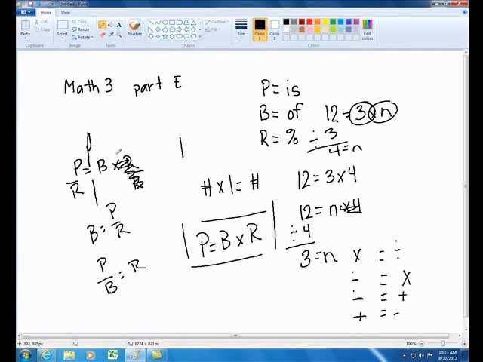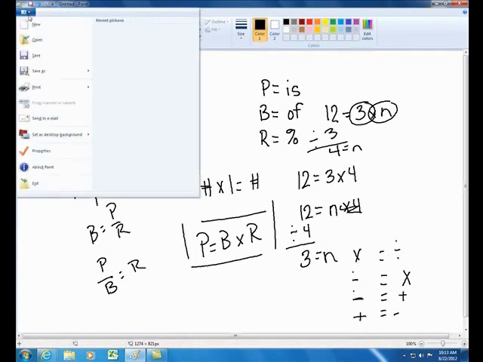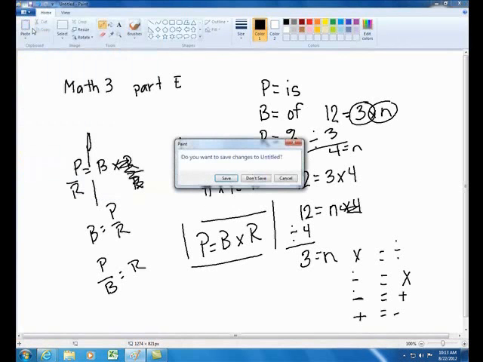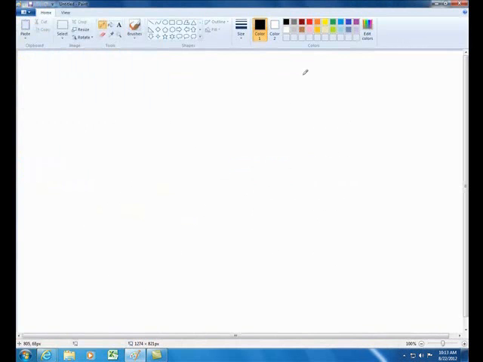So let's look at it with numbers in it, because that'll make it even more simple for us. I'm going to get a new sheet. I'm going to say don't save. Again, I'm going to write my little cheat up here. Percent is, base is of, and rate is always in the form of a percent. Now let's look at number 35.